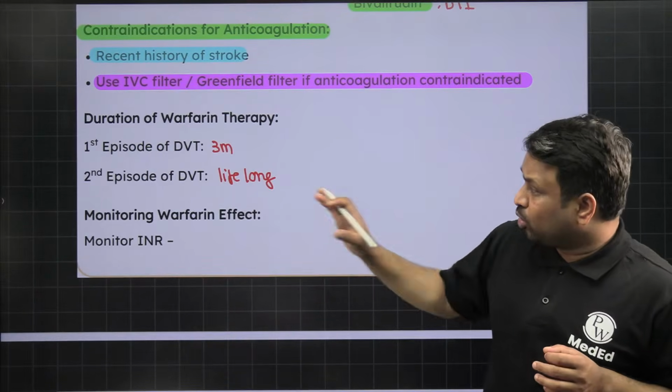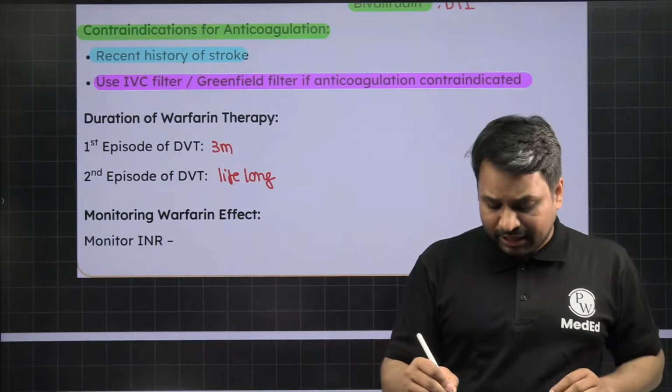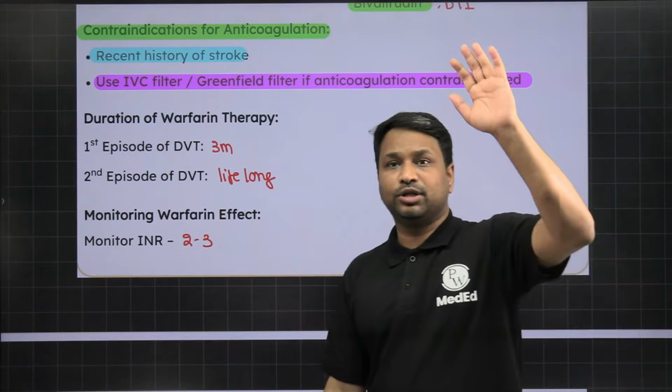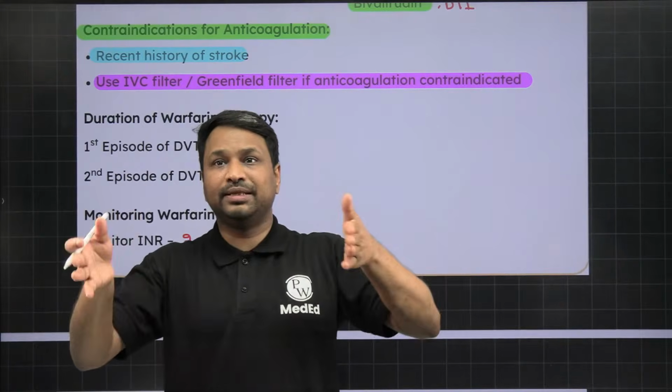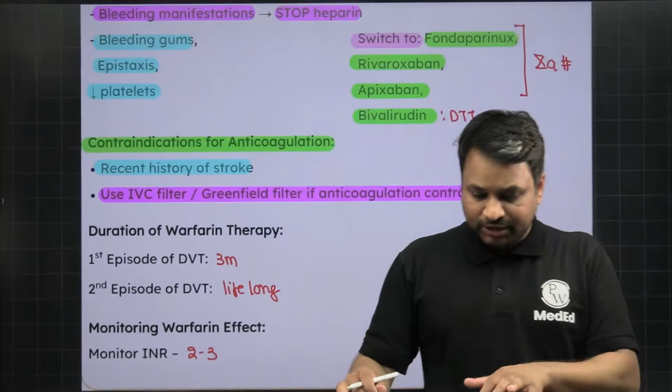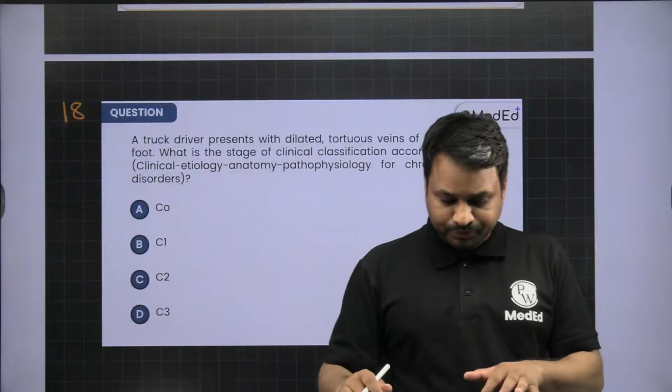How do you monitor the effect of warfarin? We have a target INR, which is going to be between 2 to 3. INR less than 2, increase the dose of warfarin. INR more than 3, decrease the dose of warfarin. Keep it between that. Okay? So this is in the context of deep vein thrombosis.